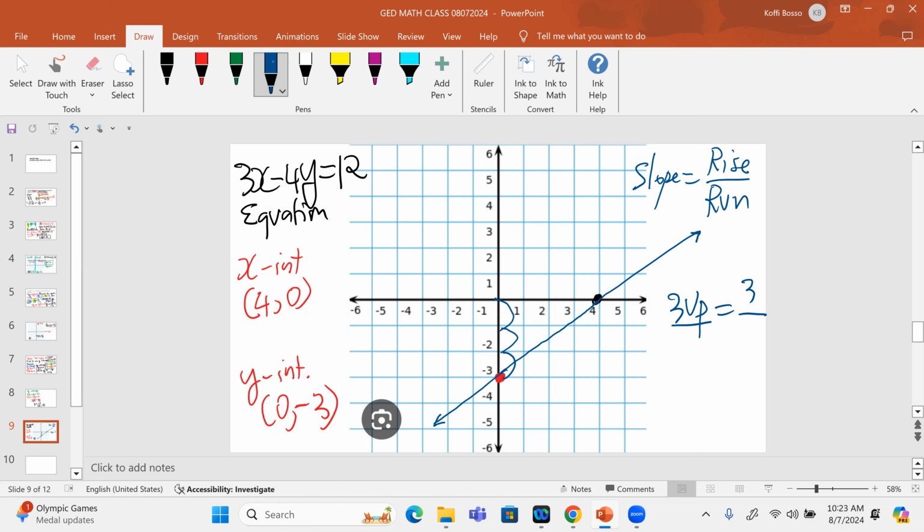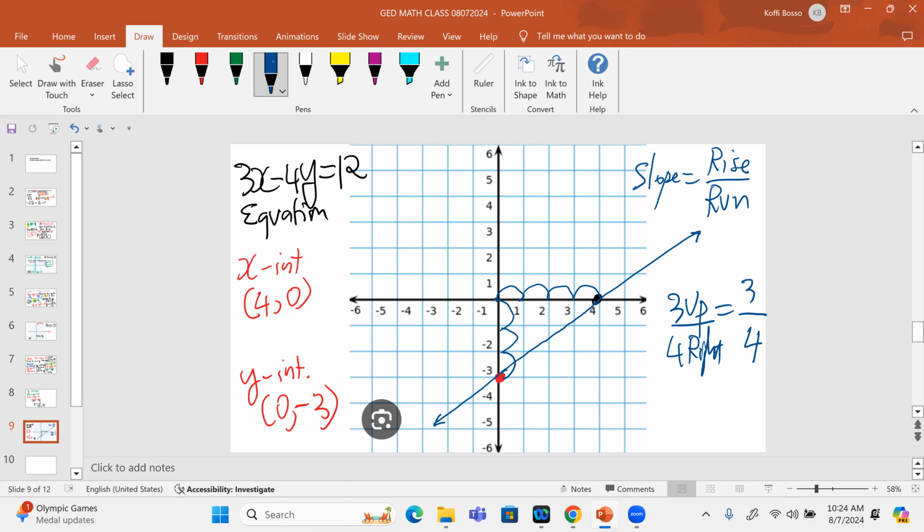And now after that, to the right, 1, 2, 3, 4. 4 to the right. 4 right is positive. We go up and to the right.